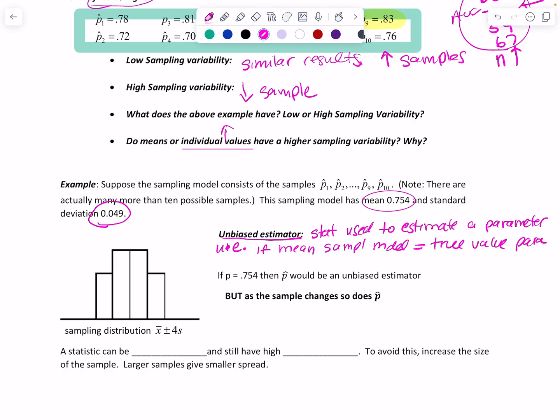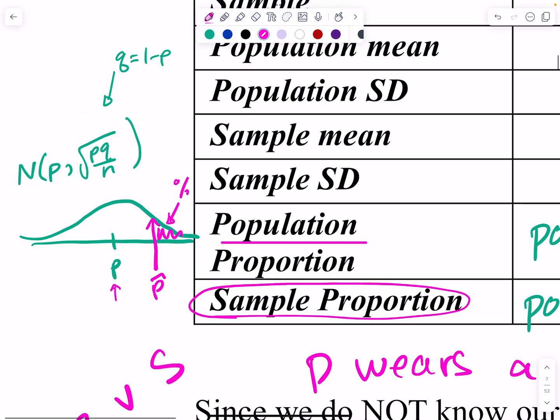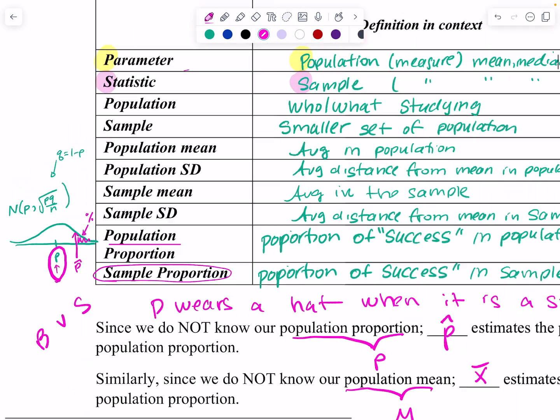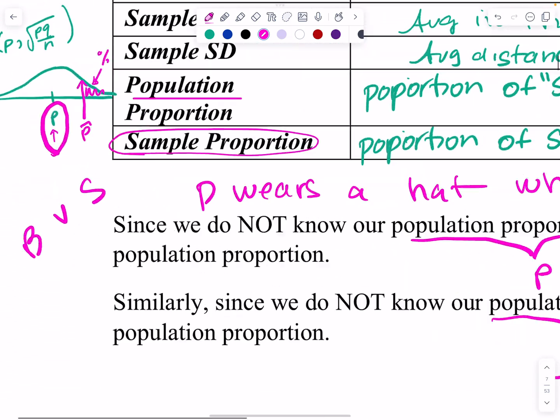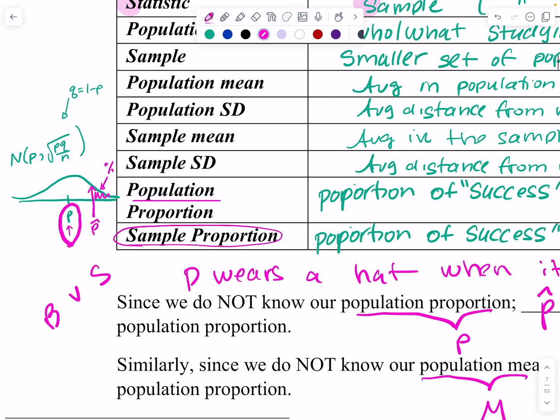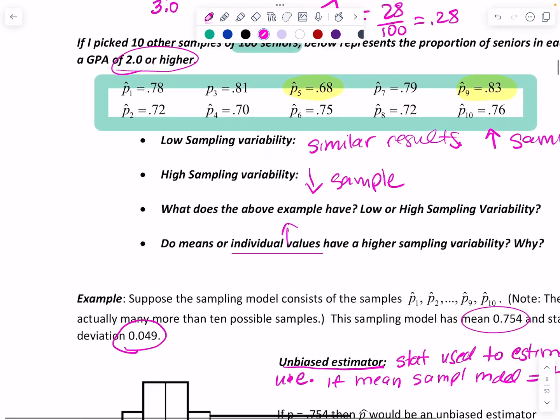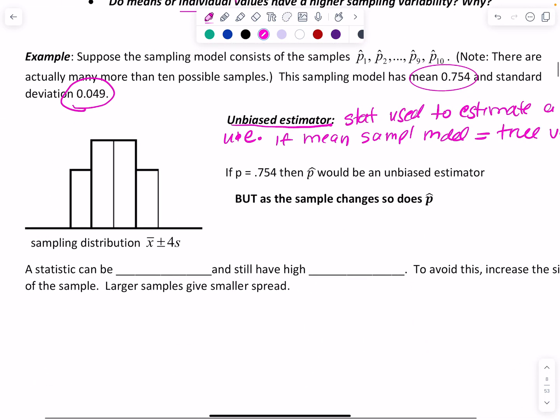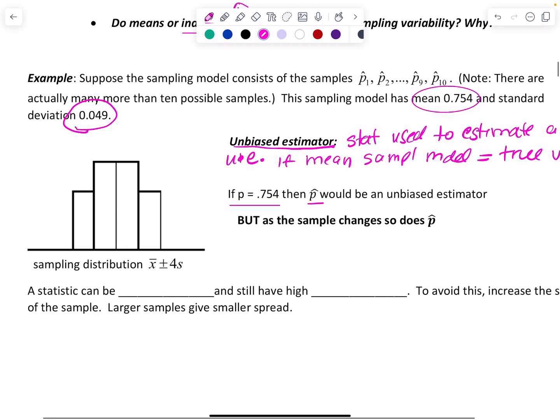So what we're attempting to do, back here, is want my P and my P hat to be the same in my sample. That's the whole idea. That's why when I look at here and say, how unusual is this? If this is unusual, then we know there's something wrong with my population. But we also see that if we have P equals 0.754, then P hat would be an unbiased estimator because you can see it's the same. If it's very similar or the same, we say we have an unbiased estimator. If it's biased, it's going to be very different.